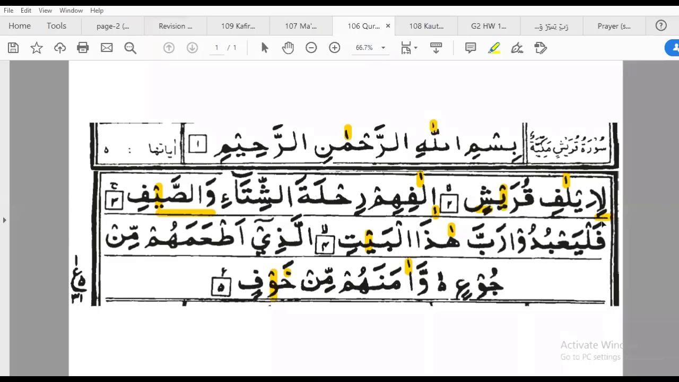So start from here, please. Perfect. Excellent. So what that allows is it helps to make your recitation more beautiful as well. Okay, so that helps with that. So let's start again from here.